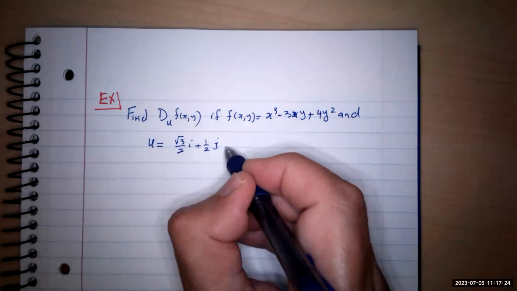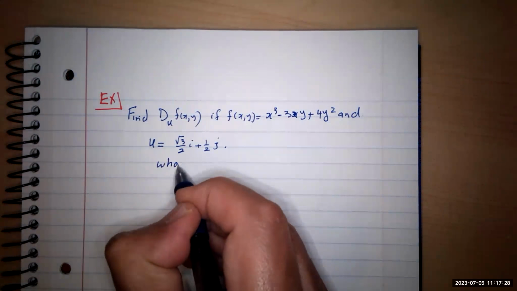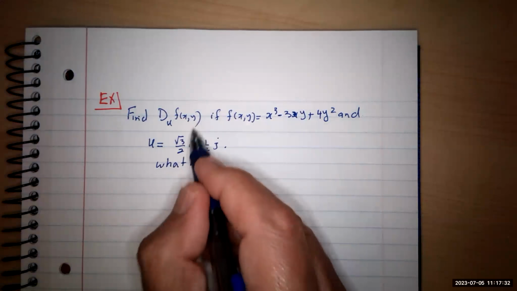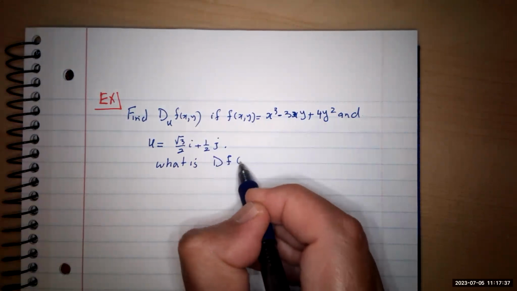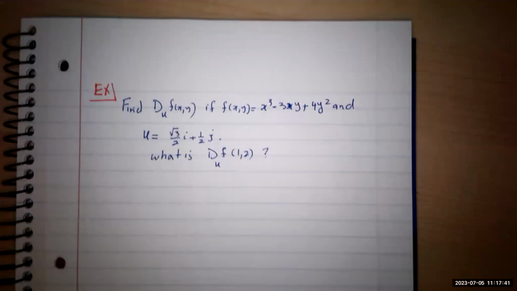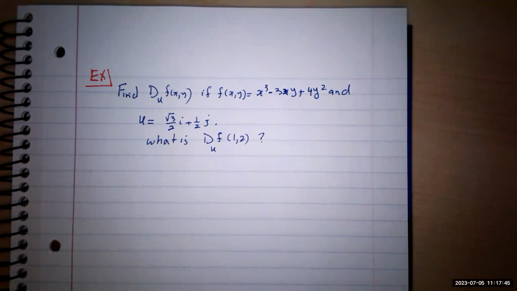And then sometimes they ask an extra question. The extra question is going to be, let me ask you, what is the directional derivative at the point (1, 2) in the direction of u? When you find it, it's a kind of a function. Then you substitute for these 2 numbers.